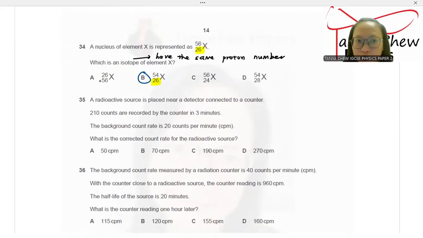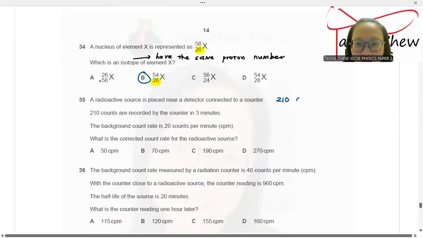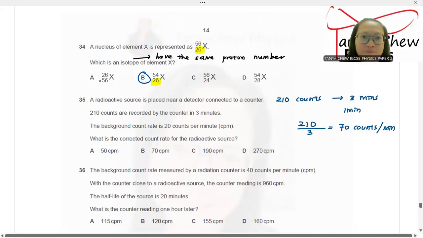I want to change it to counts per minute. So 210 counts in 3 minutes, but I want 1 minute. In 1 minute, how many counts do I have? So I take 210 divided by 3. I get 70 counts per minute.